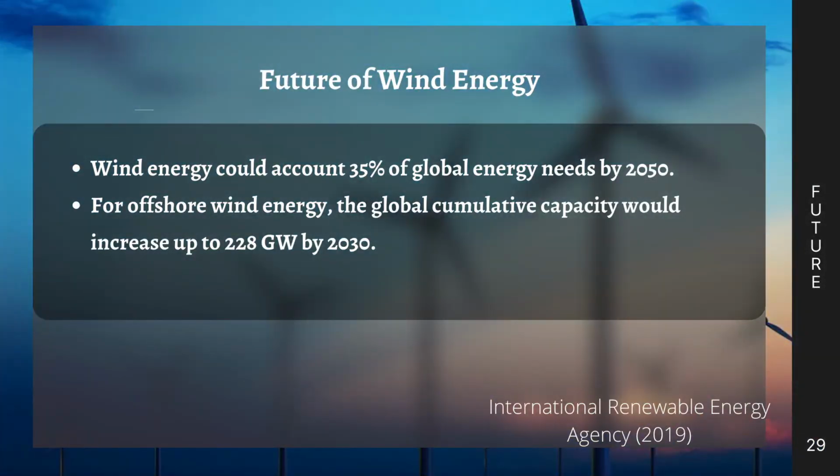Future of wind energy. In a report by the International Renewable Energy Agency or IRENA in 2019, onshore and offshore wind energy would generate 35% of total electricity needs by 2050. By that point, 6.3 gigatons of carbon dioxide will be cut. To achieve this aim, the wind energy installed must reach 6,000 gigawatts by 2050.